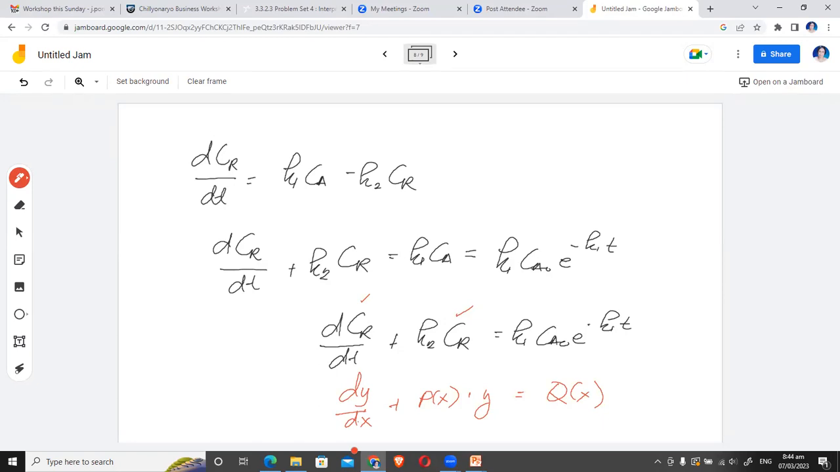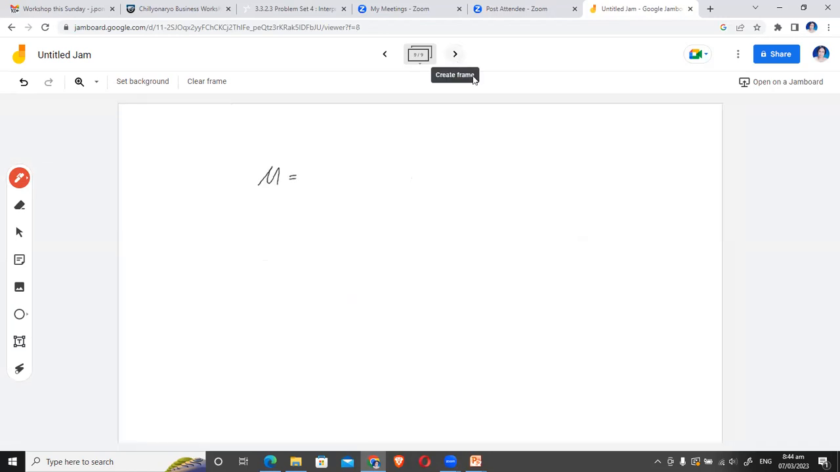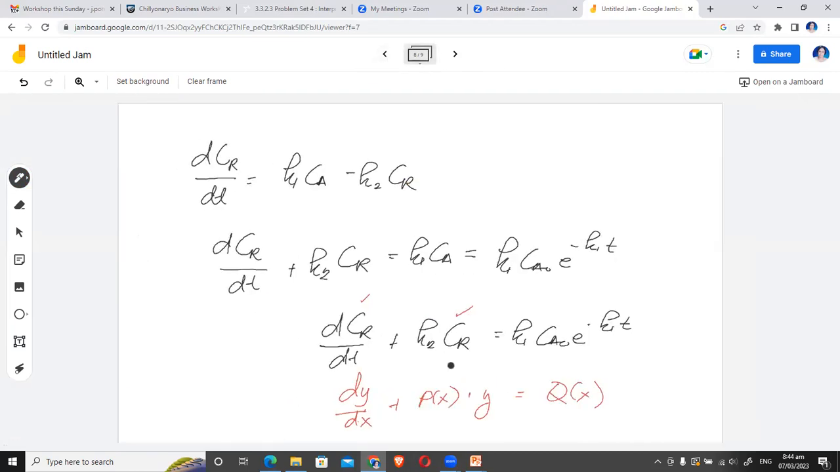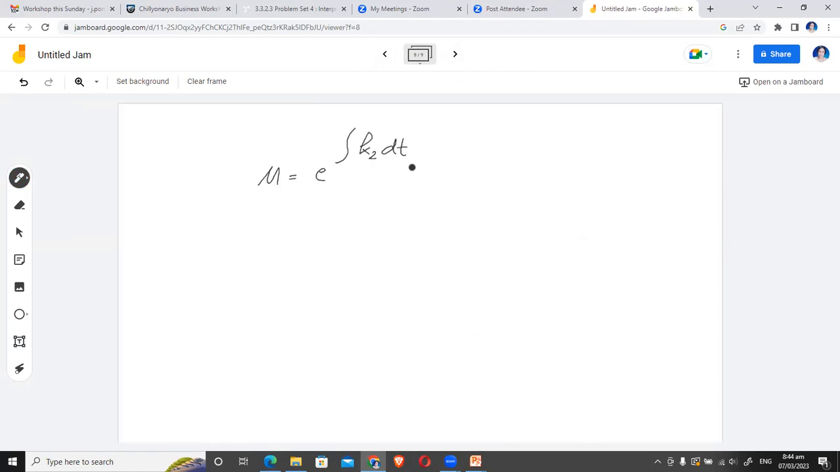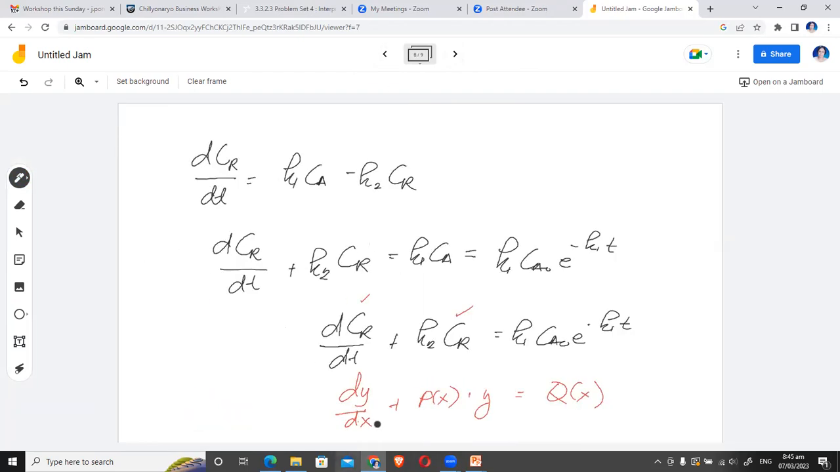So if we use this particular comparison to our DE here, our mu based on our formula is e raised to the integral of k sub 2 dt. Yes, k sub 2. And instead of dx, you will have dt. So you will have e raised to k sub 2 t.